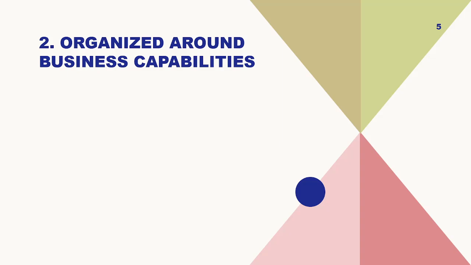Now let's talk about the second attribute, which is organized around business capabilities. First, let's talk about what business-centric organization is. One of the core principles of microservices architecture is organizing services around business capabilities rather than technical functions. Let's first talk about business capabilities as a structural guide.